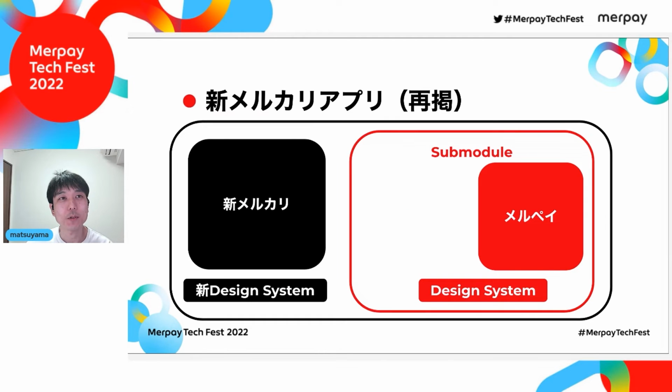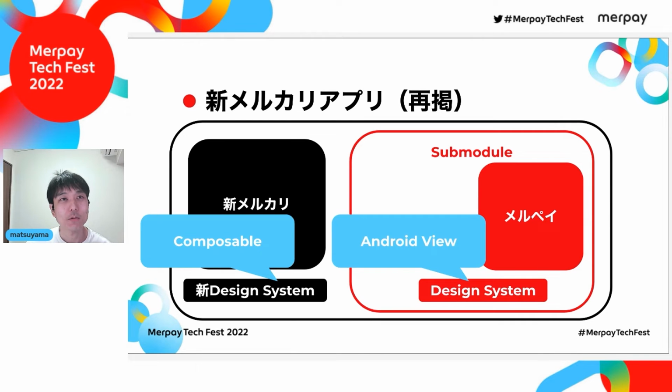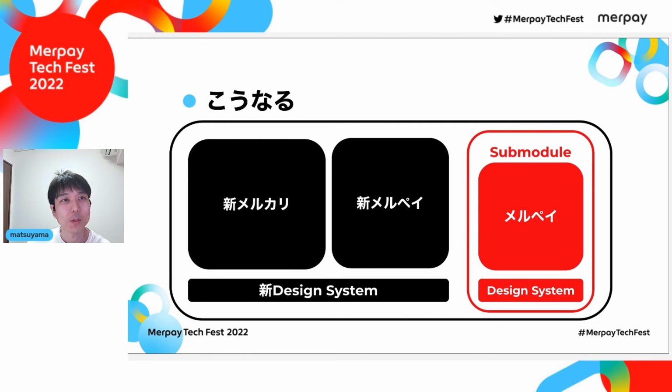So let me remind you again of the repository structure of this Mercari application. There are two design systems at this point. The new one is Composable and the other one is Android View. So we will write the Merpay function in Composable in compliance with the new design system. Then it will inevitably look like this. It's the implementation in the new repository.